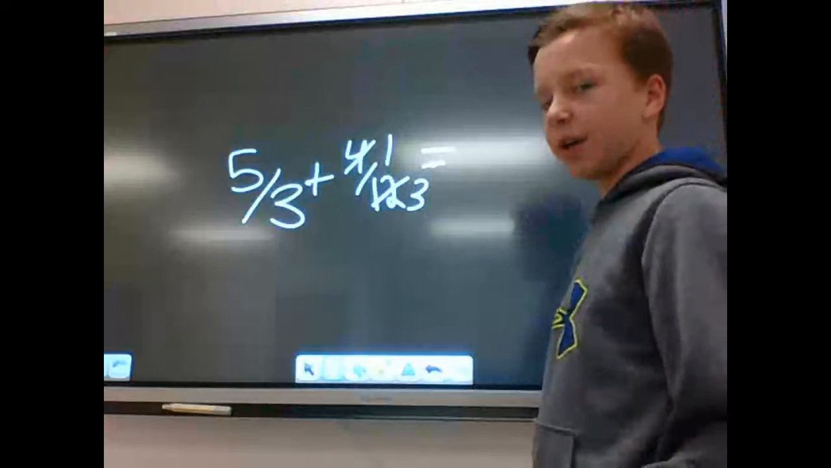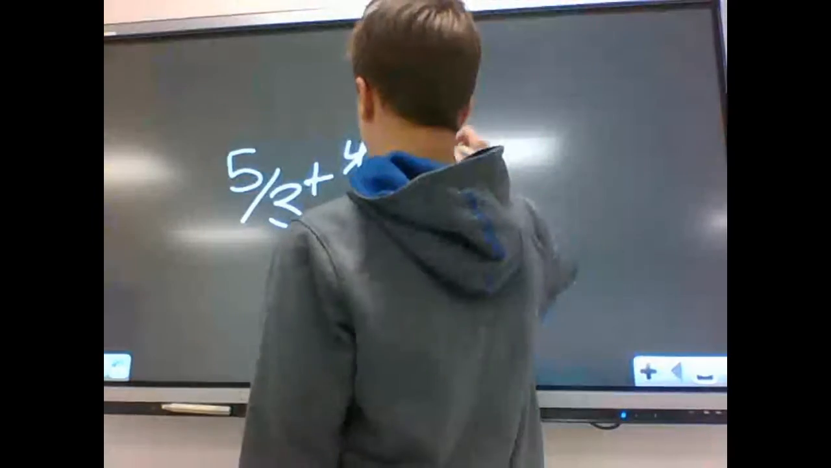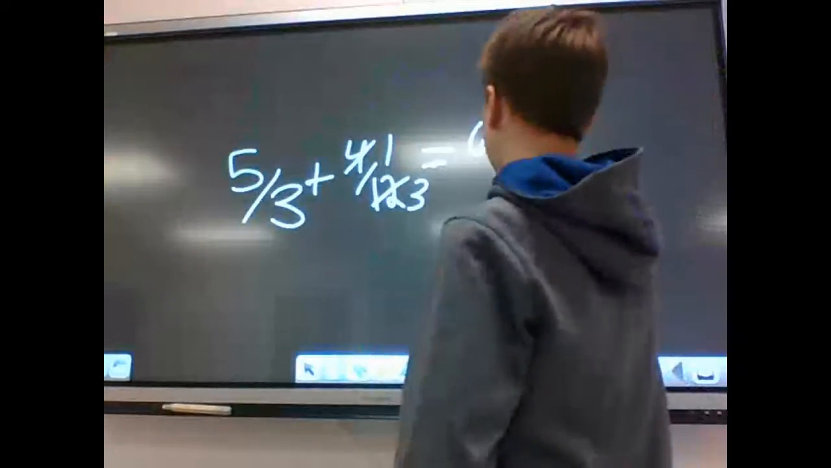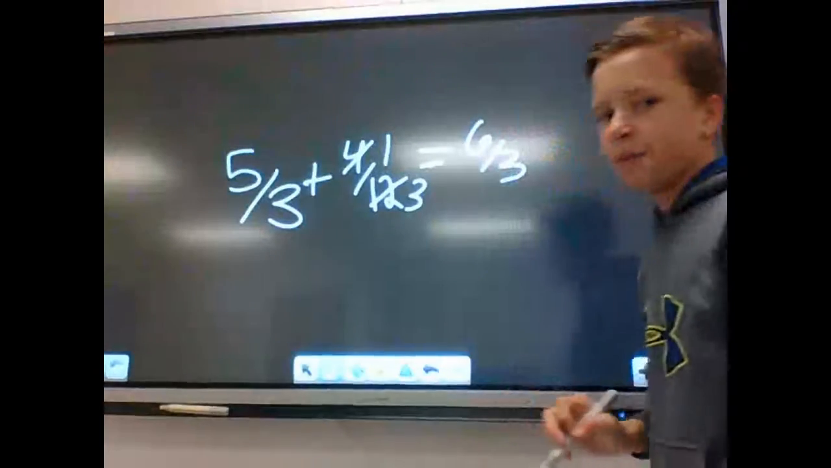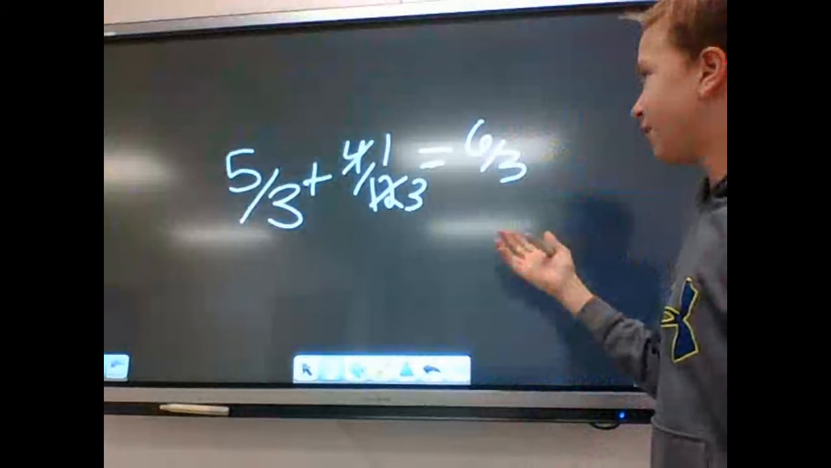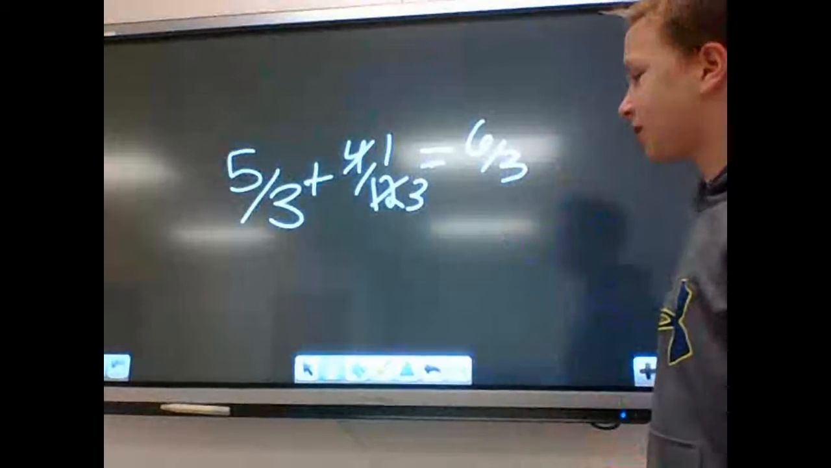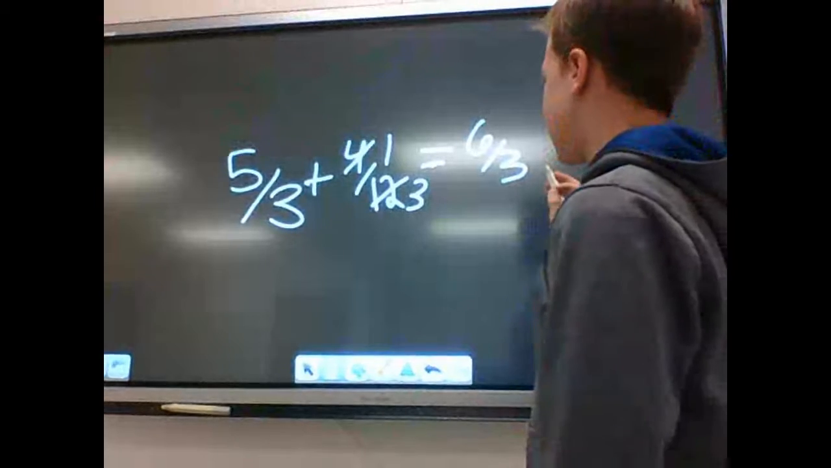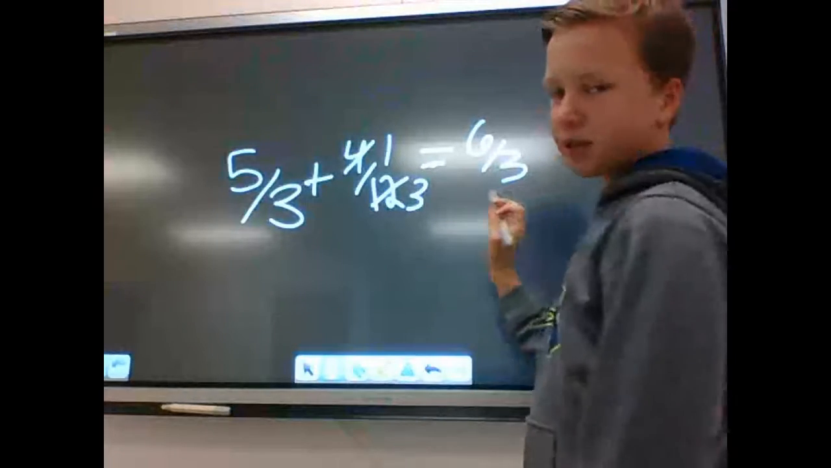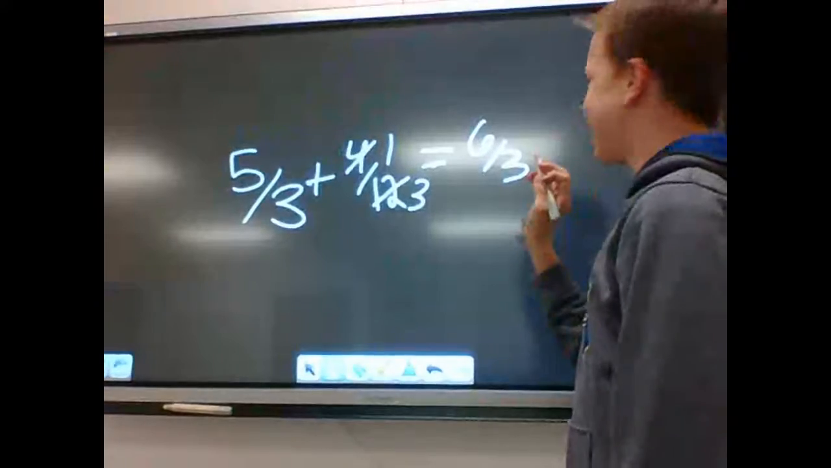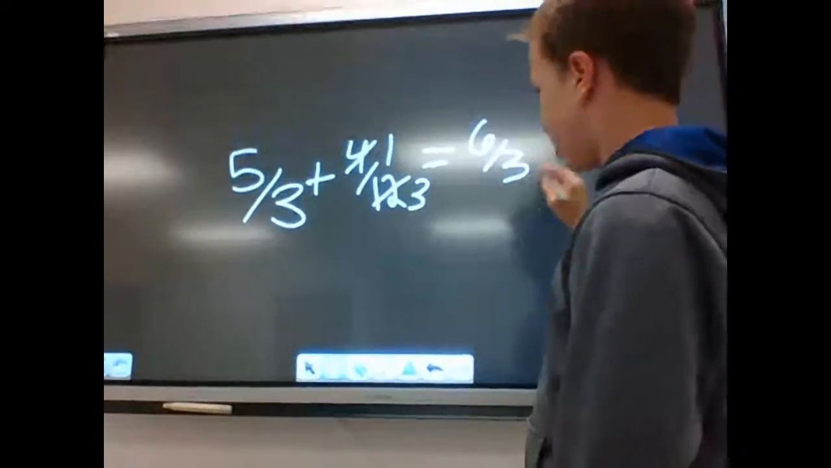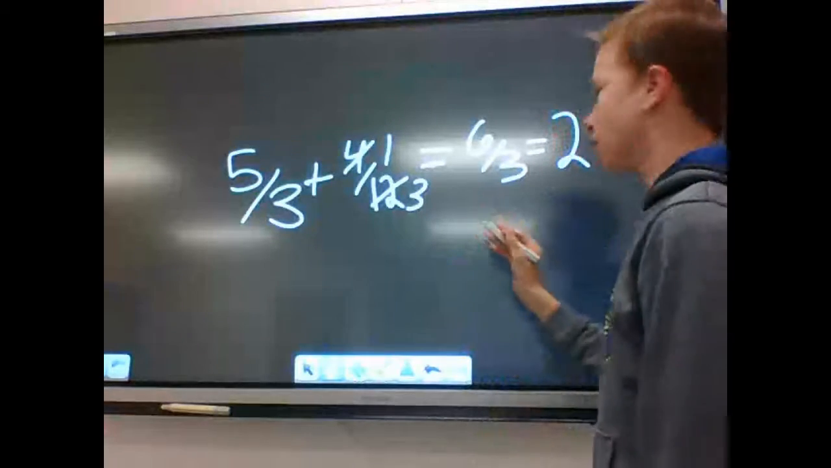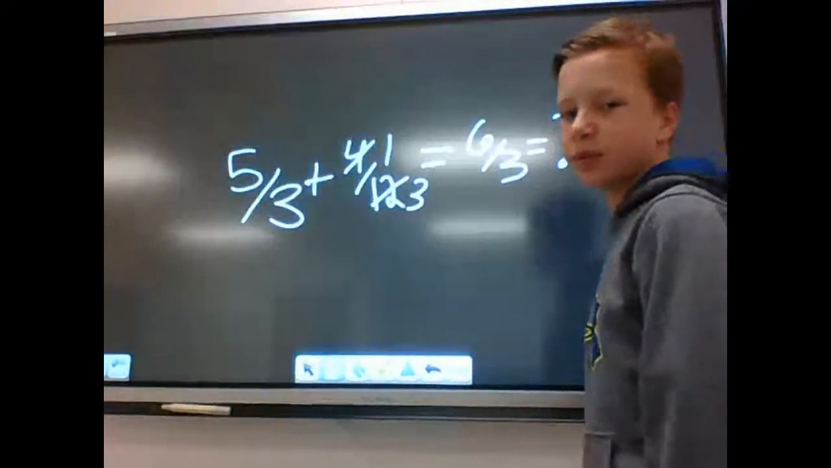Now we only add the top, not the bottom. So 5 plus 1 equals 6. And then we'll just bring over the denominator. Now, this fraction can be a mixed number because the numerator is bigger than the denominator. So, we see how many times 3 can go into 6. And 3 can go into 6 2 times. So, we bring over the 2, but there's none left over. So it just equals 2.